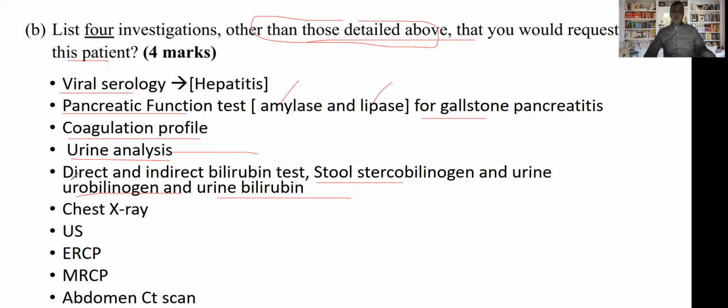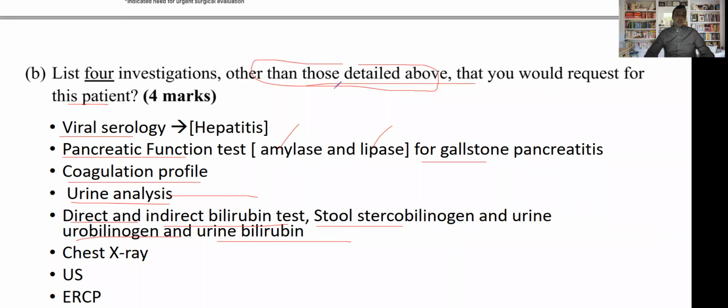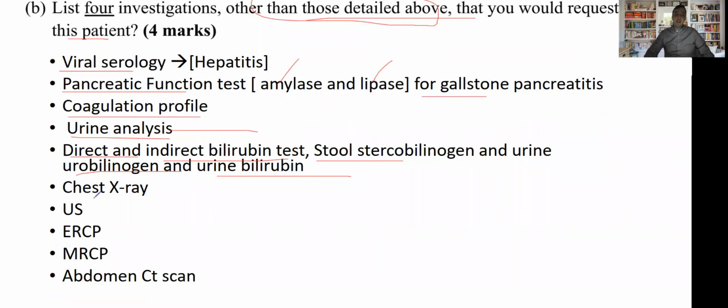As well, we have to order direct and indirect bilirubin, because in cases of prehepatic jaundice, the indirect bilirubin will be elevated. In cases of hepatic or posthepatic, most likely the direct bilirubin will be elevated. In this patient, for example, at the top of the differential diagnosis is cholangitis, and in cholangitis, you will find direct bilirubin elevated.